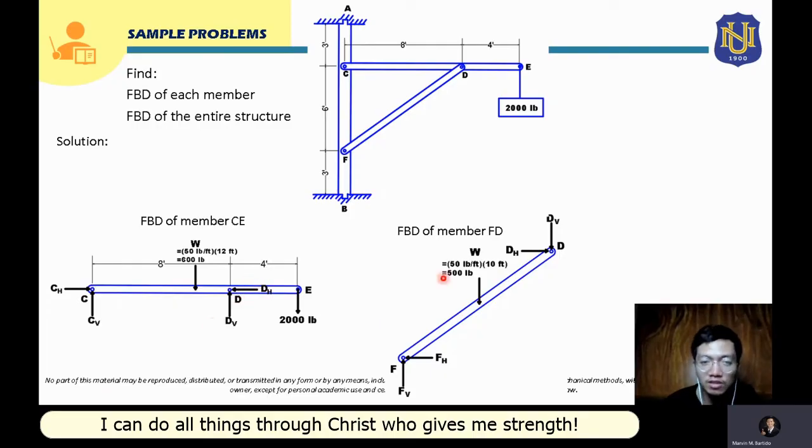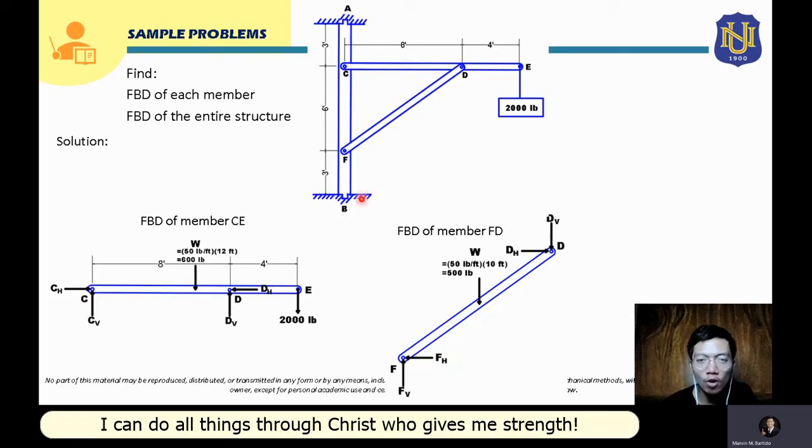As we transfer these reaction forces, they will be directed oppositely. So if our DH here is directed to the left, if we transfer it here in the FBD of member FD, it will be directed to the right. And for DV, if it is directed upward here, if we transfer this in the FBD of member FD, it should be downward here. So your DV will be downward here.